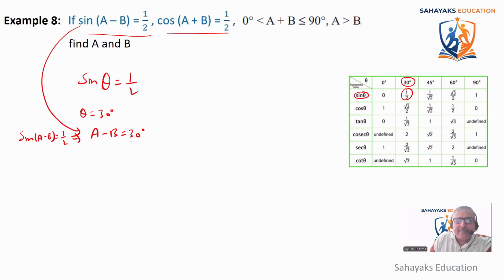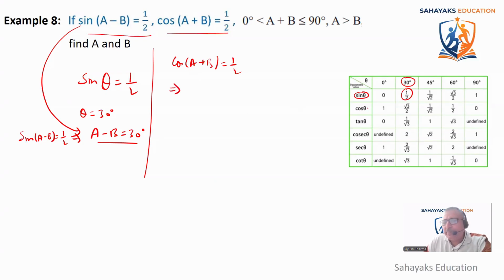That implies that A minus B is equal to 30 degrees. Similarly, when they say cos(A plus B) is equal to 1 by 2, what does it imply? It implies that A plus B, if you look at cos 60 is equal to 1 by 2. So that implies that A plus B is equal to 60. So this is the first equation we have, and this is the second equation.